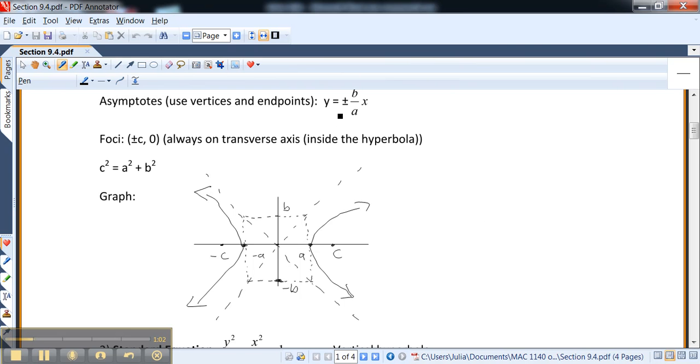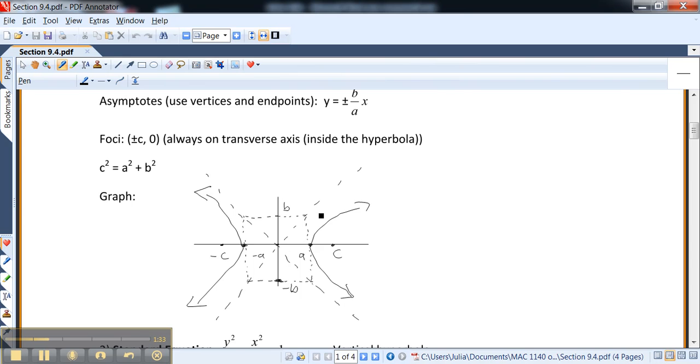Now the way we get asymptotes is we can draw a little rectangle. This is how I got the endpoints. These were the vertices, negative a and a, from the center, which is the origin to start with, and then negative b and b were the other endpoints. We can draw the rectangle with the endpoints. Now the asymptotes start at the origin, but they go through the corners of this rectangle.